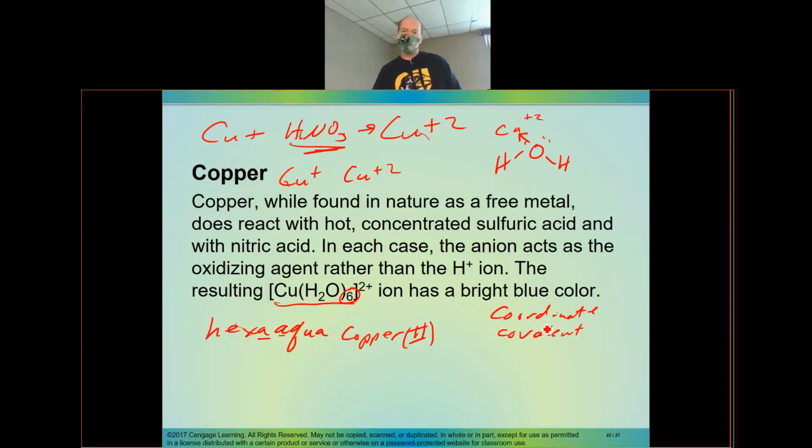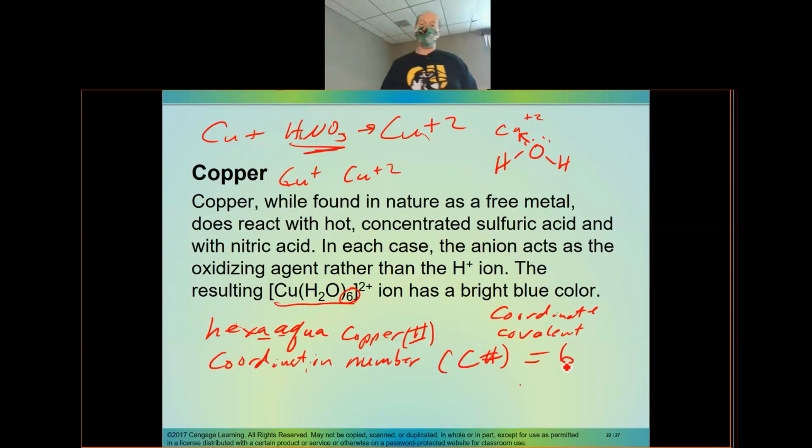We remember the coordinate covalent bond means that both electrons come from the same atom. And so the oxygen, both electrons came from the oxygen to form that bond. That is the only difference between a coordinate covalent bond and a regular covalent bond. In a regular covalent bond, 1 electron comes from each of the atoms. All right, and so this is going to happen 6 times, and so we have a coordination number of 6.